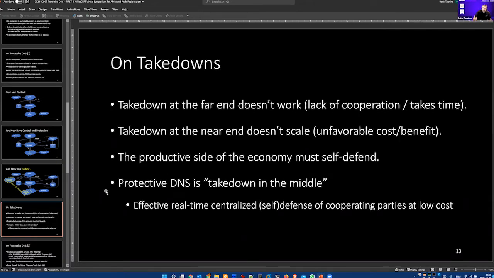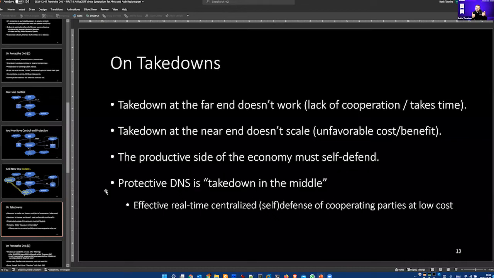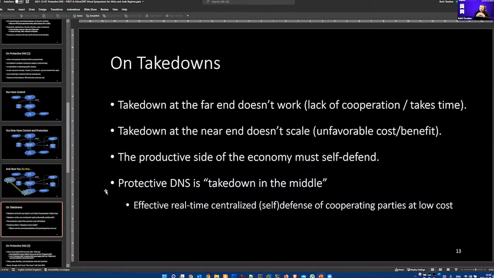And I argue strongly it is much more sufficient than any antivirus on my system. And I will demonstrate to you why. So DNS firewall is effective, real-time, centralized self-defense for your company and other cooperating parties at low cost.